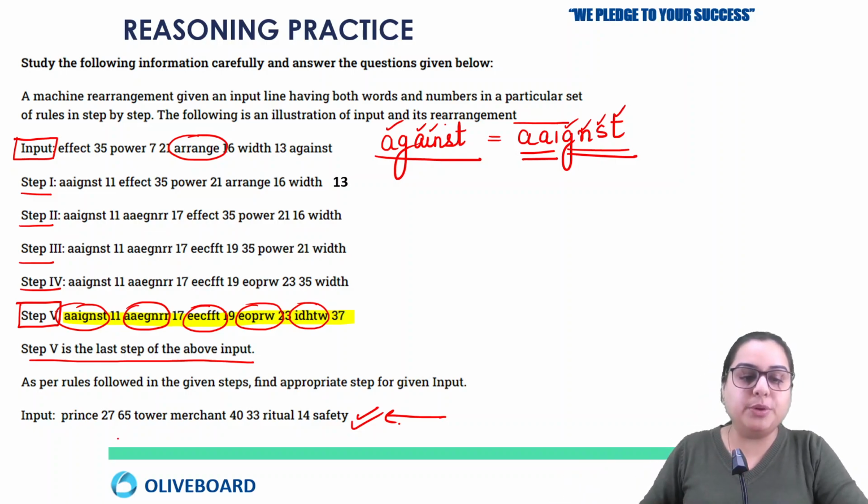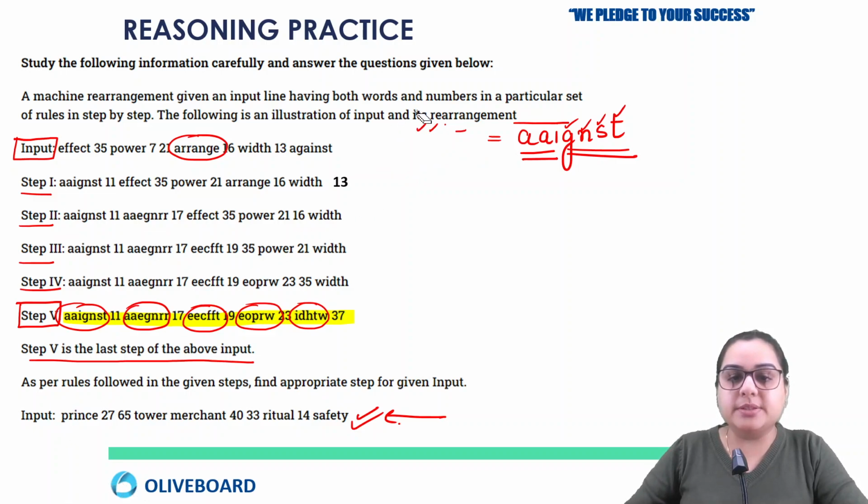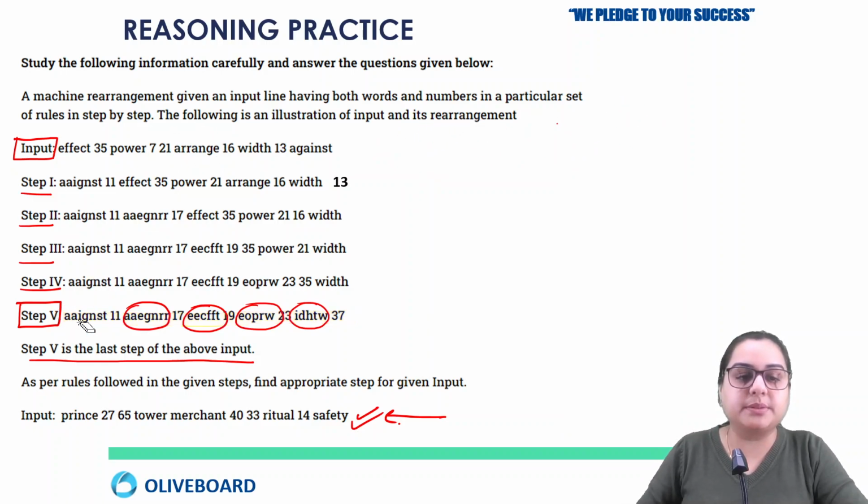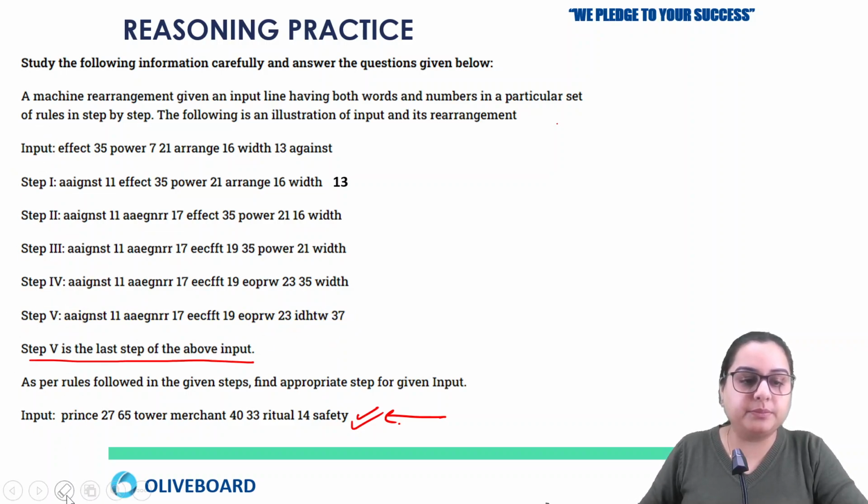Okay, so I hope you have understood how these words are getting formed in step number 5. Okay, so now we are going to focus on the numbers. So now let's focus on the numbers. Okay, so here is your input and this is your last step.